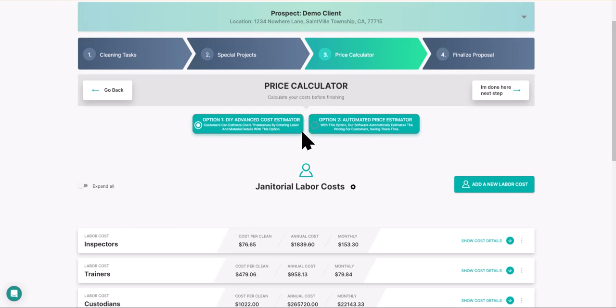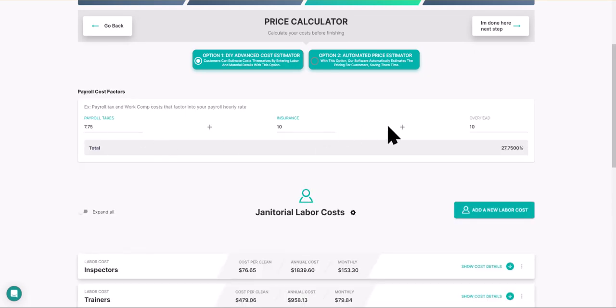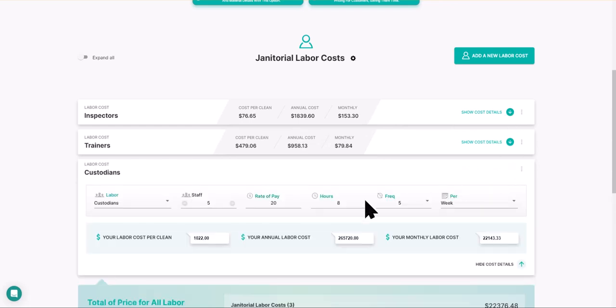So we are here in step number 3 of clean proposals in the price calculator, and we are on option 1 of step 3, which is the do-it-yourself calculator. So what I've done here is I've gone in here and added my expenses for my labor. I've added my labor types. We inspect what we expect. And then I have trainers because that's a labor cost. And then we have our frontline custodians. We pay more than minimum because we don't expect minimum. I gave them adequate cleaning times.